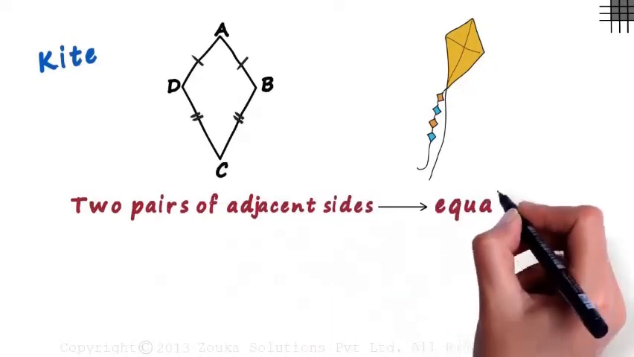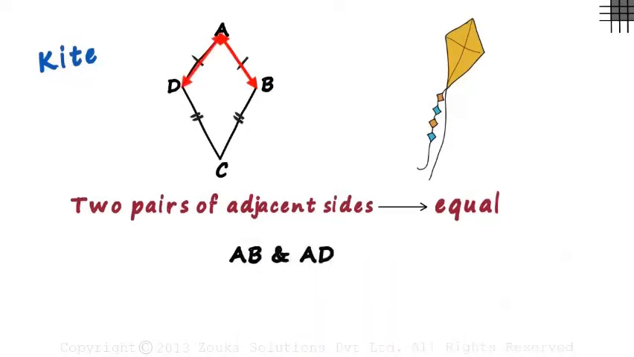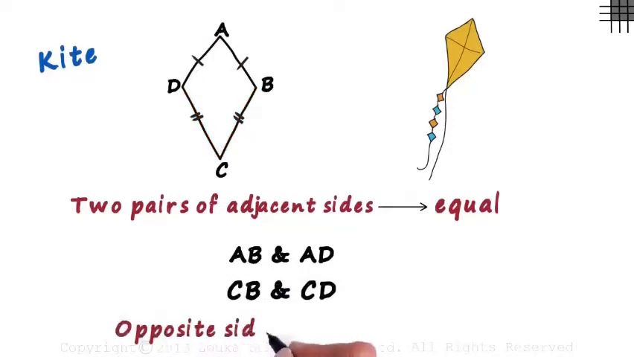The first pair of sides which are equal are AB and AD, and the second pair of equal lengths is CB and CD. Some definitions also say that the opposite sides of a kite are unequal. AD will not be equal to BC and AB will not be equal to CD. We have now covered the basics of trapezium and kite, and we will cover more types of quadrilaterals in the coming videos.